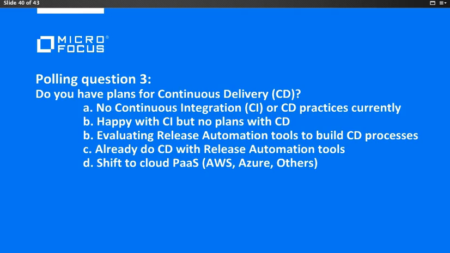Okay, so the answers are the following. No CI or CD practices currently: 8 people have voted for that. Happy with CI but no plans with CD: 6 people. Evaluating release automation tools to build CD processes: 7 people. Already do continuous delivery with release automation tools: 6 people. Another 3 with shift to cloud platform as a service. Okay, those are the answers.